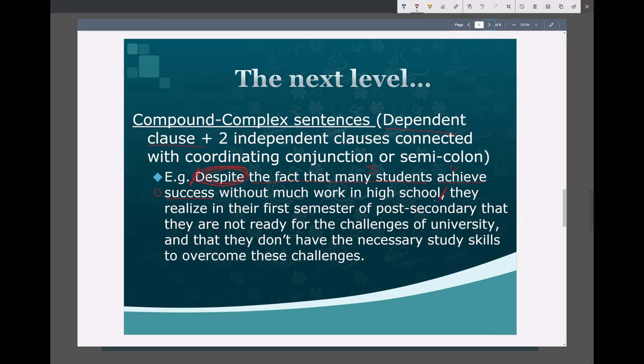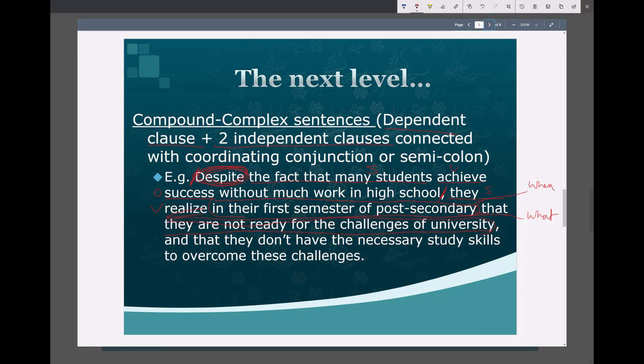And now we have two independent clauses. We're going to look for those. They realize in their first semester, post-secondary, that they are not ready for the challenges of university. So this sentence is quite long. So we have they, which is the students, subject. Realize is the verb. And then this whole part here, you have in their first semester. So that's when they realize something. And then that they are not ready for the challenges of university. This part is what they realize. So we have the when phrase and the what phrase here.